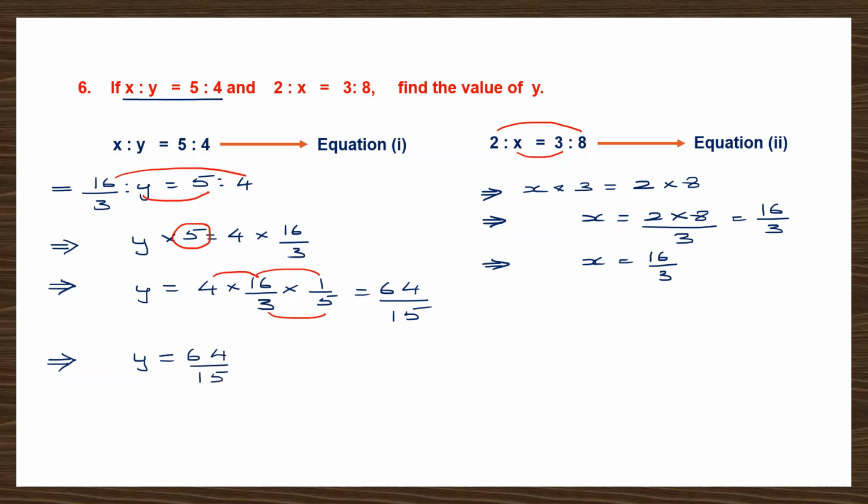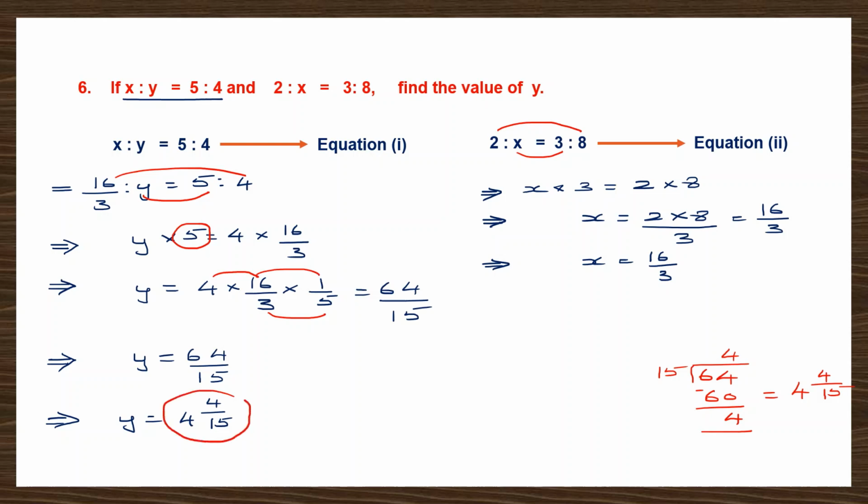Now this is an improper fraction. Let's convert it to a mixed number. So divide 64 by 15. 15 fours are 60, minus 4. So what is our mixed number? 4 and 4 by 15. So we have found the value of y. Y is equal to 4 4 by 15. This is our final answer.